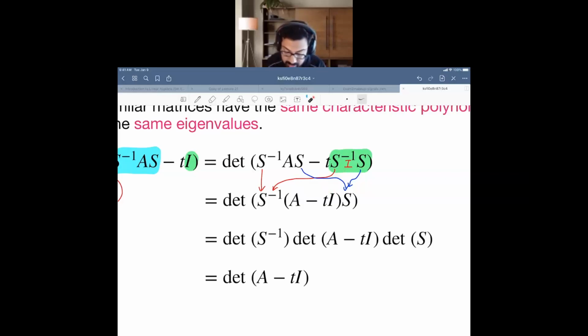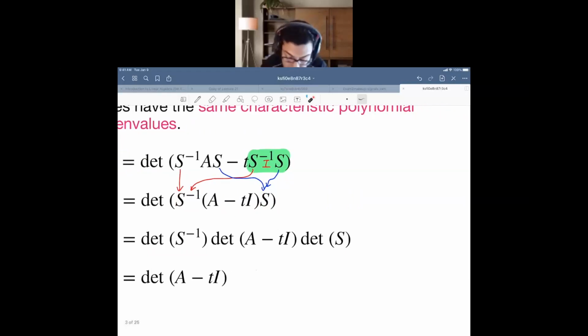Now, if you look at this, the determinant of S inverse multiplied by A minus Ti multiplied by S, we know the property of determinants. When you have the determinant of A times B, it will be the same as the determinant of A times the determinant of B. So you can break this down into three different products of determinants: the determinant of S inverse, the determinant of A minus Ti, and the determinant of S. This is essentially due to the property that the determinant of AB equals the determinant of A multiplied by the determinant of B. That's what we are using first.